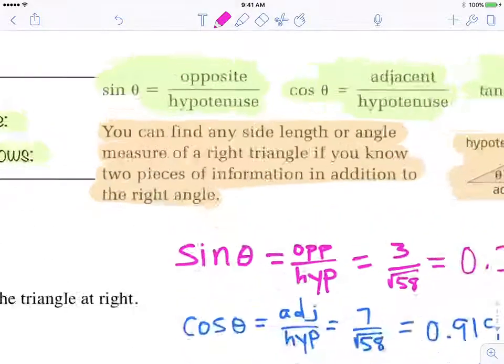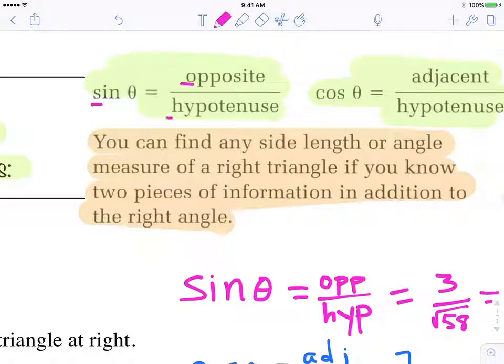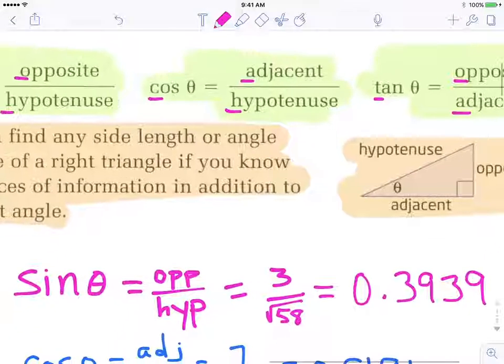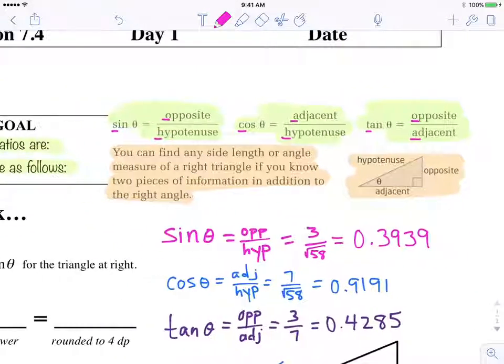So there's your S-O-H for sine, and the CAH is C-A-H, and the TOA is T-O-A. SOHCAHTOA. Okay, that's where that comes from. And then you can find any side length or angle measure of a right triangle if you know two pieces of information in addition to the right angle. So if you know the right angle and then you know the opposite or the adjacent, or the opposite and hypotenuse, or the angle measure and the adjacent, or the angle measure and hypotenuse, etc. As long as you have two other pieces of information.